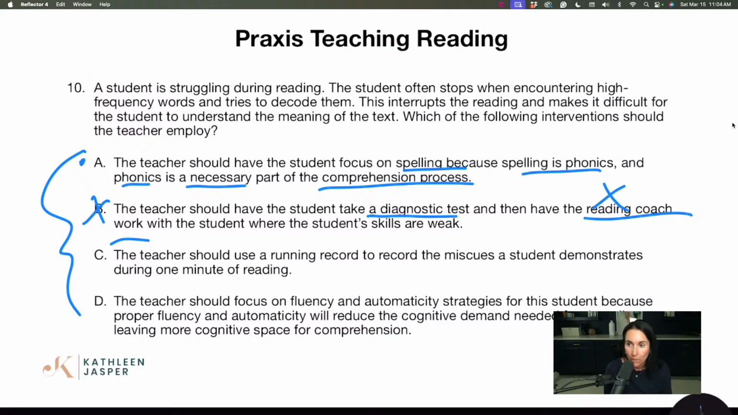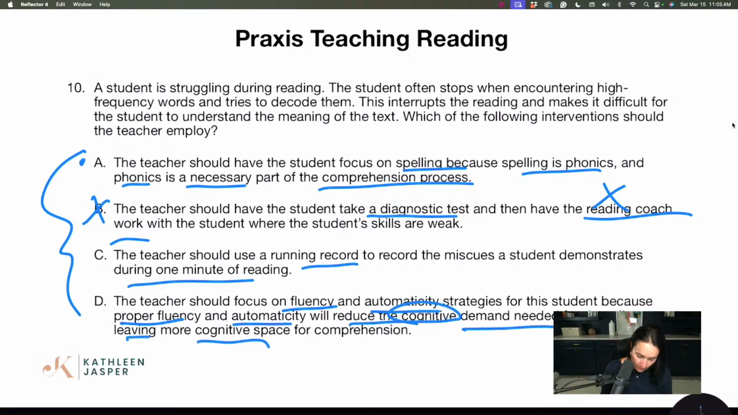Those of you in here taking the 5302, Charla, and a few other of you, the others of you, thank you so much for being reading coaches or reading specialists. Yes, we lean on them on this test. It's your job, not theirs, to do the work. C, the teacher should use a running record to record the miscues the student demonstrates. All right, that's pretty good too. Let's look at D. The teacher should focus on fluency and automaticity strategies for the student because proper fluency and automaticity will reduce the cognitive demand needed for decoding, leaving more cognitive space for comprehension.